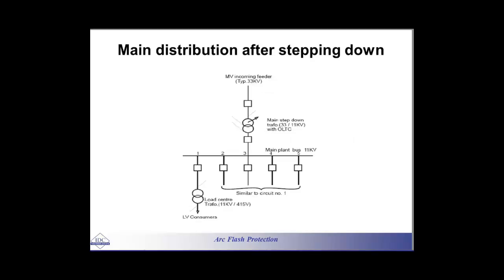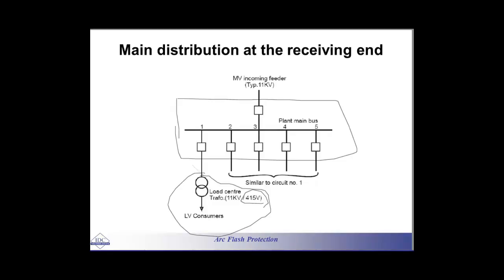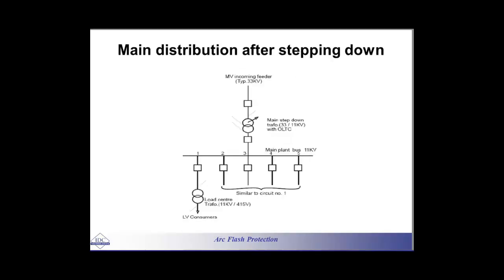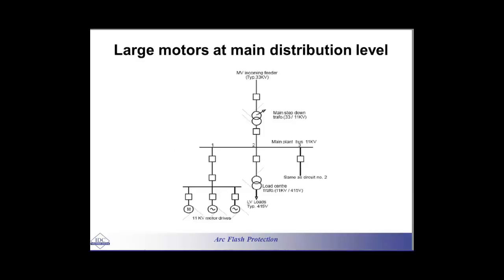However, we can also have it like main distribution after stepping down. So rather than connect it directly to a main incoming feeder of 11 kV, you may decide actually to put a transformer here. For example, your switchboard is 11 kV, okay? However, the main supply is 33 kV. You cannot connect a 33 kV supply to an 11 kV switchboard. Therefore, you need to have a transformer in between, which is 33 to 11 kV, and again, the same thing, okay? So the rest of that would be the same thing, right?